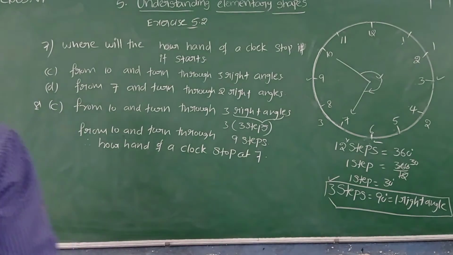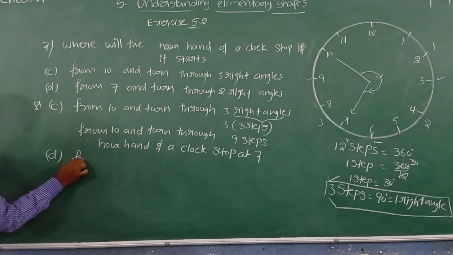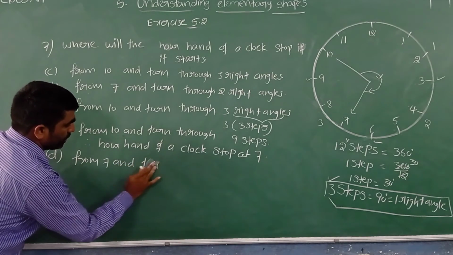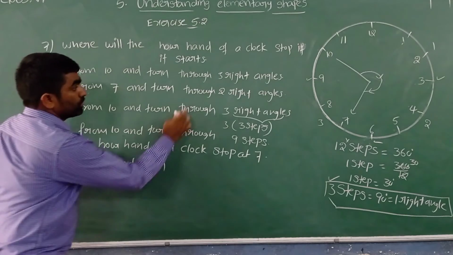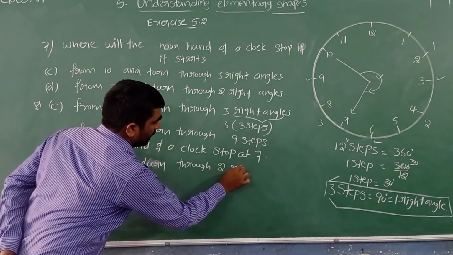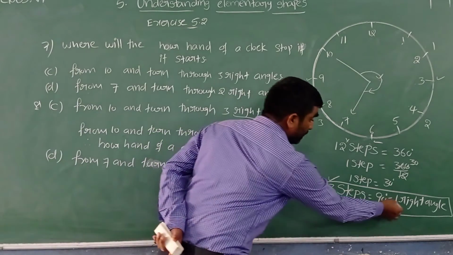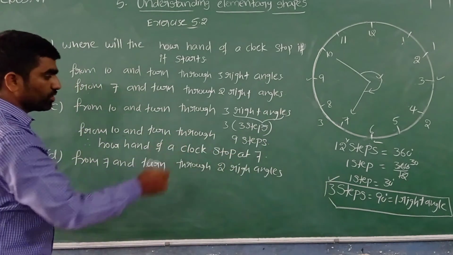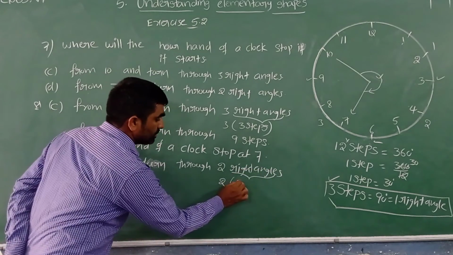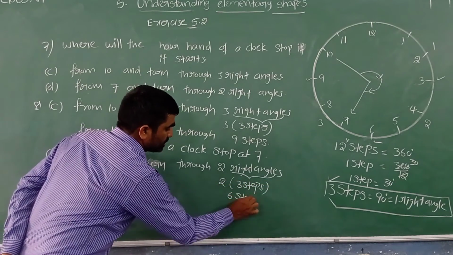Yes. Now let's see D1. What they said is start from 7 and turn through 2 right angles. 2 right angles are nothing but how many steps? What is the relation between the number of right angles and steps? We have 1 right angle equal to 3 steps. 2 as it is, and in the place of right angle we add 3 steps. 2 into 3, 6. 6 steps.